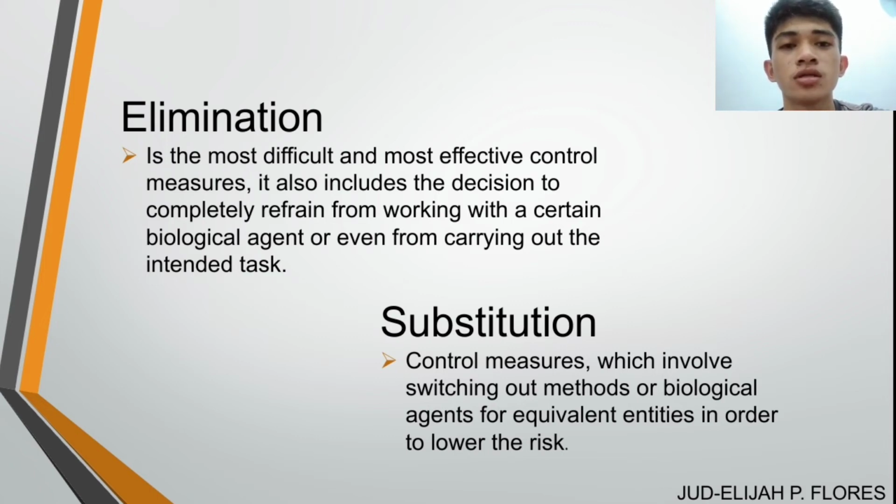And the second one is substitution, a control measure which involves switching out methods or biological agents for equivalent entities in order to lower the risk. For example, using electric motors rather than diesel ones to eliminate diesel exhaust emissions.